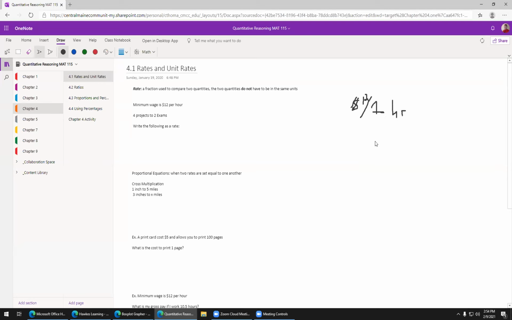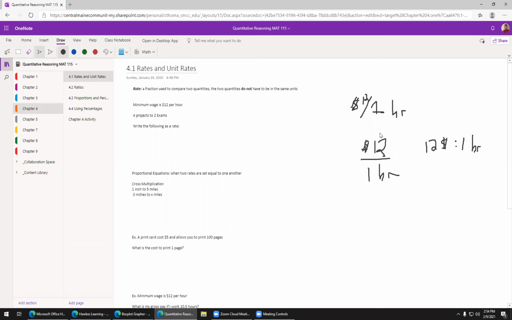right? So I can write it as a fraction. I can do $12 over 1 hour. I can write it with the word 'per', which is how it's written over there. And I can write it with a colon, $12 colon 1 hour. Lots of ways to write it, right? I always default to fraction form because I like math and I don't mind fractions. So I just put everything in fraction form because then once it's in fraction form, I can do calculations.